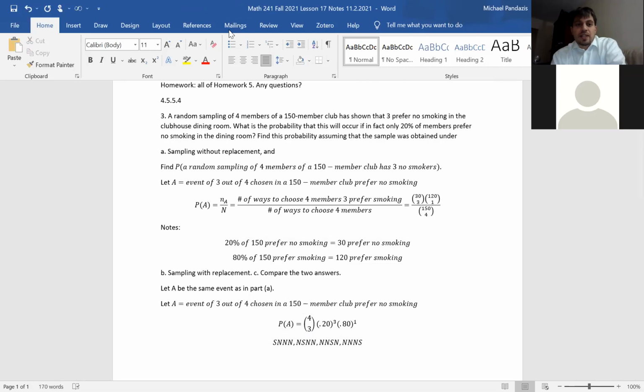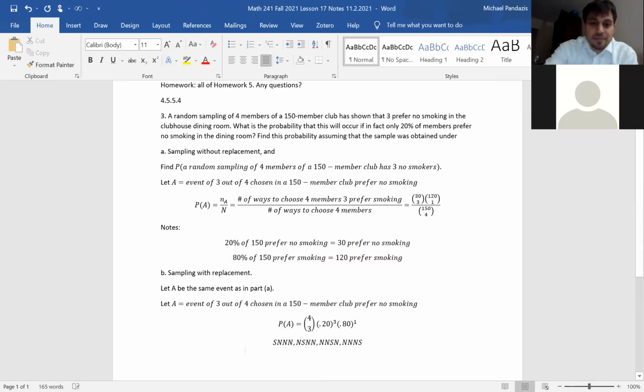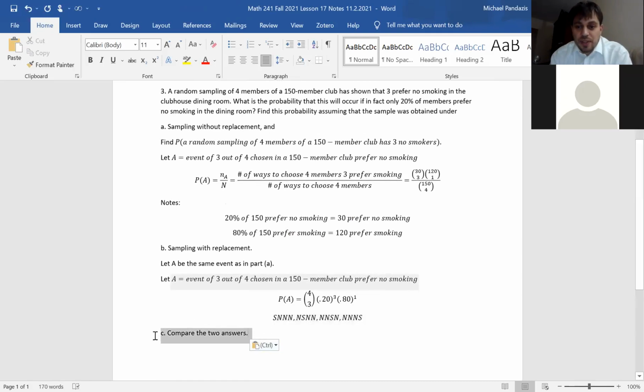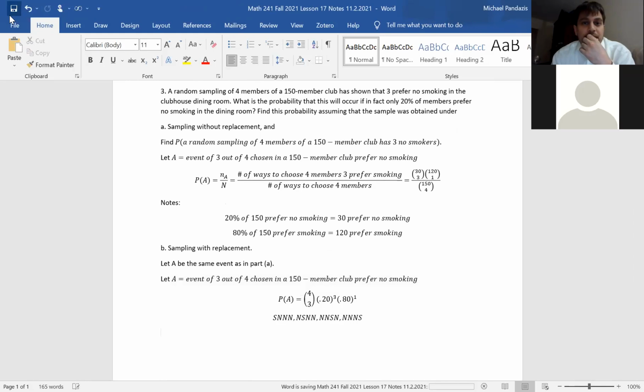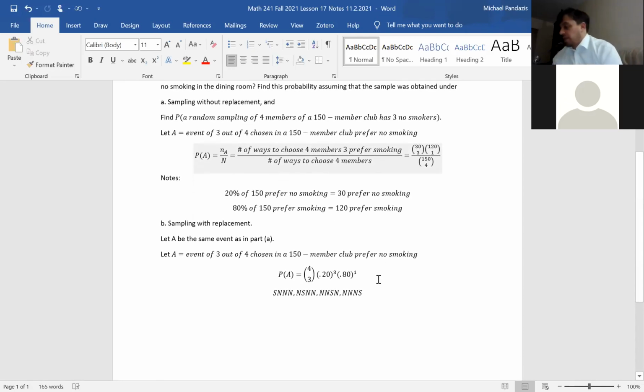Okay, so that's with sampling, and then without sampling. Part C is to compare the 2 answers. You compute these and compare the values. That's not hard to do, so I don't want to go into that. You get different values. Any other questions about the homework? Okay, that's good. We have a lot of things to do, so keep going. But good question, thank you for asking.